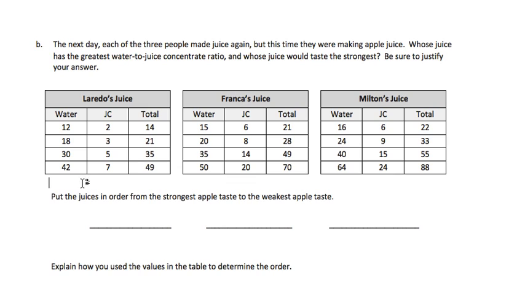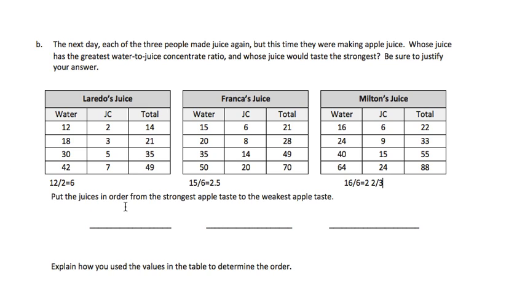So we're going to look at Laredo's, and again, we will do a water to juice ratio, which is 12-2. Simplified would be 6. Franca's ratio is 15-6. And although that's not a nice whole number, it does come to 2 5/10. And we want to be accurate so we can compare. And finally, Milton's was 16-6. And again, it will give us a decimal, or if you're good at dividing with fractions, it would be 2 2/3 water to juice.